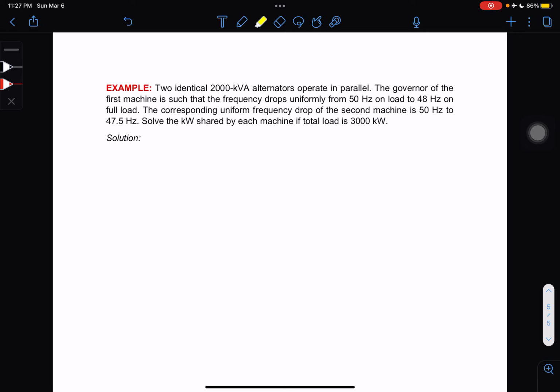The governor of the first machine is such that the frequency drops uniformly from 50 Hz on no load to 48 Hz on full load. The corresponding uniform frequency drop of the second machine is 50 Hz to 47.5 Hz. Solve the kilowatts shared by each machine if the total load is 3,000 kilowatts.